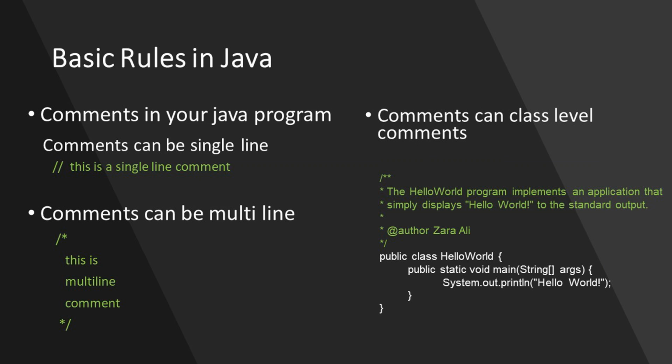A comment is a programmer readable explanation or annotation in the source code of a computer program. They are added to make source code easier for humans to understand and are generally ignored by the compilers. A single line comment starts with a double slash. A multi-line comment starts with a slash and asterisk. After the comment lines, it ends with an asterisk and slash. As well, the comment can be class level comments. The class level comments start with a slash and double asterisk. Then each line starts with an asterisk and it ends with an asterisk and slash.